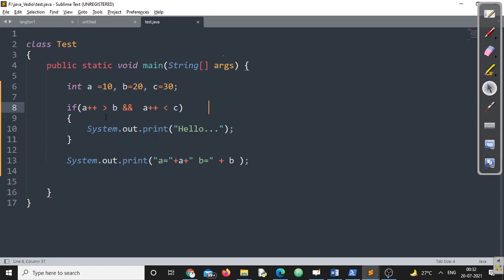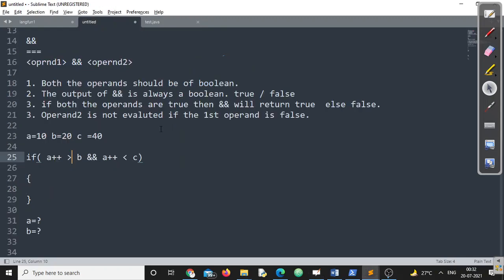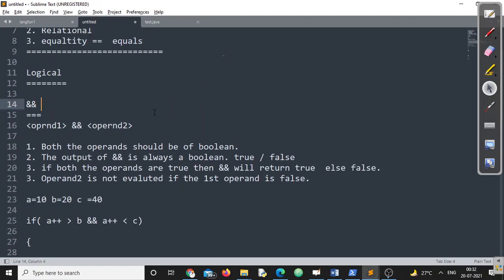That means the discussion is quite helpful. The first one will be evaluated mandatorily, but the second one is optional. If the first one is false, the second one will not be evaluated. In all other cases, the second one will be evaluated. That is valid for this logical AND. Remember this point. This is the reason why this logical AND is also called a short circuit operator.